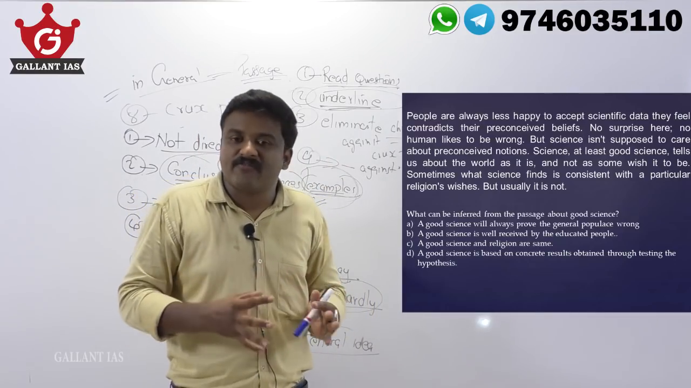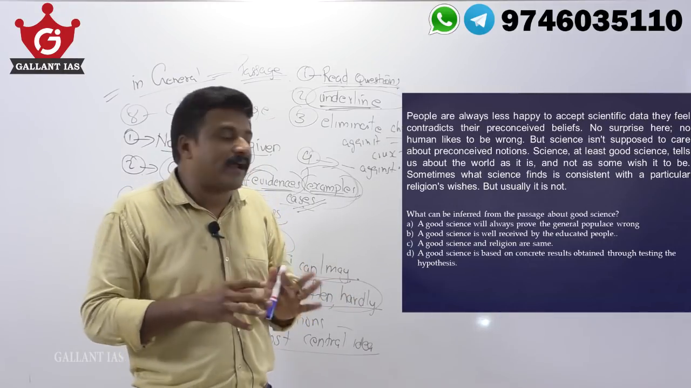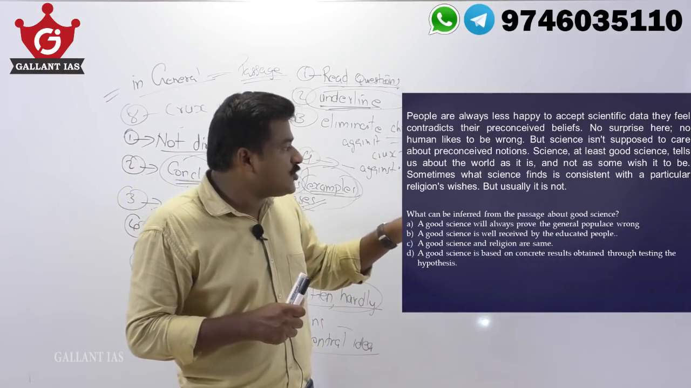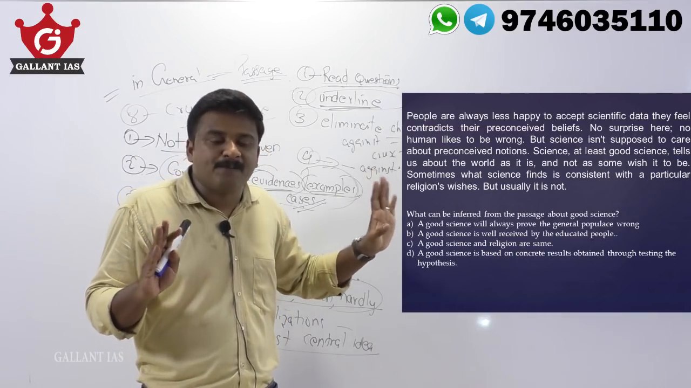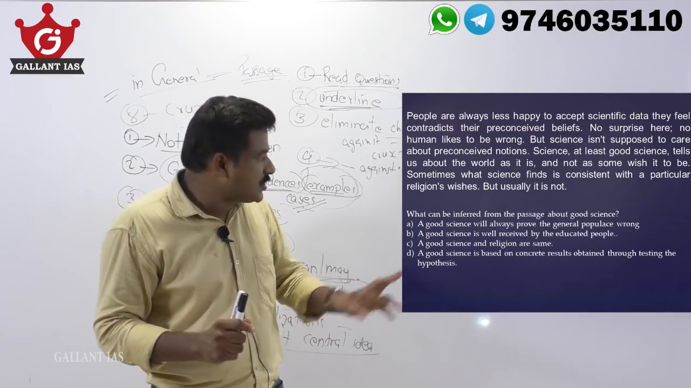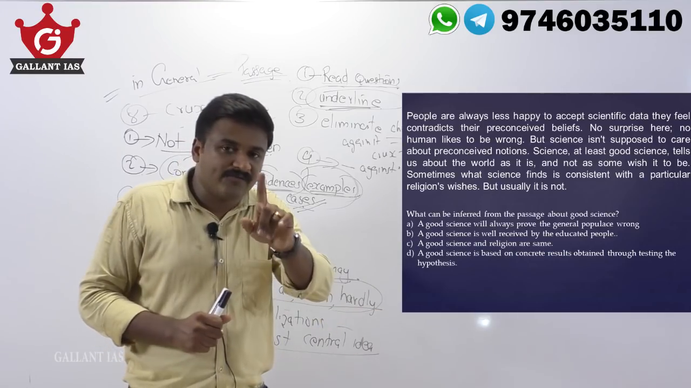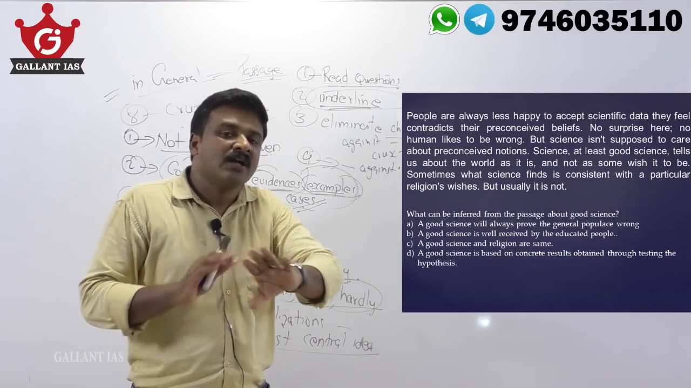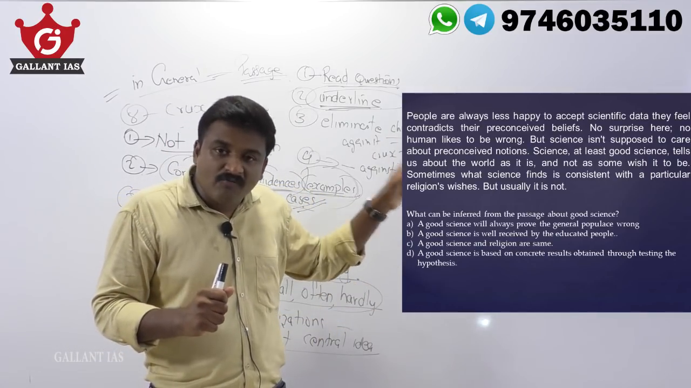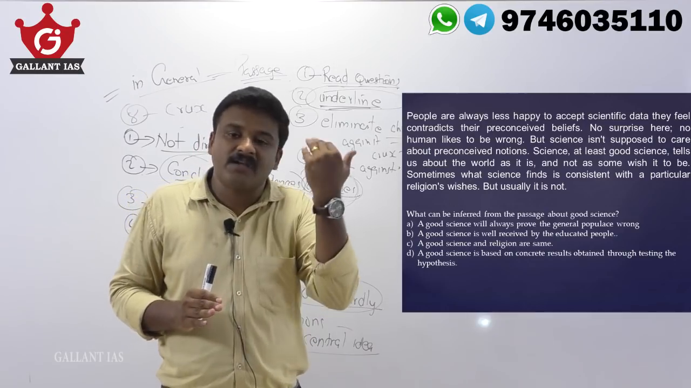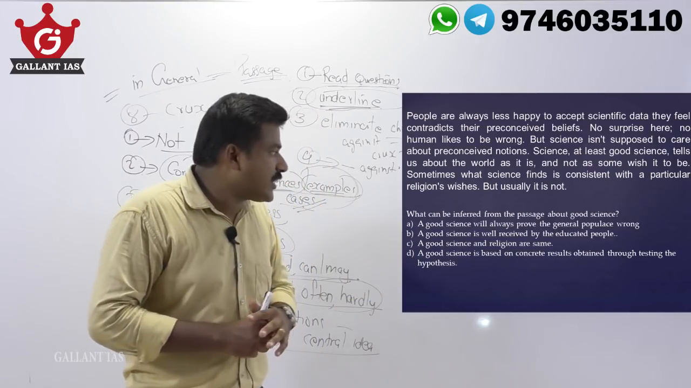Do you think that is extracted from the passage? From this passage, that choice cannot be extracted. You see, a good science will always prove the general populace wrong. You see the word always. Such an absolute term is not used in the passage. If you read the passage again, you can understand that such an idea is not extracted from the passage, and also since the word always is used here, we can say that can be ruled out, eliminated. Good science is well received by these educated people.